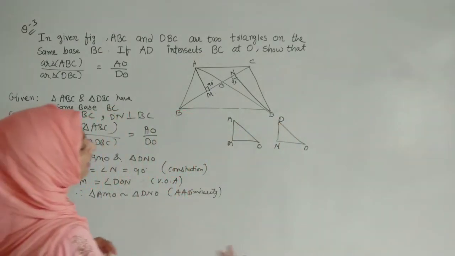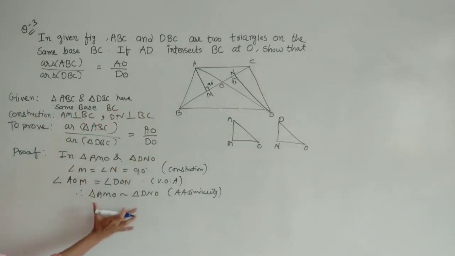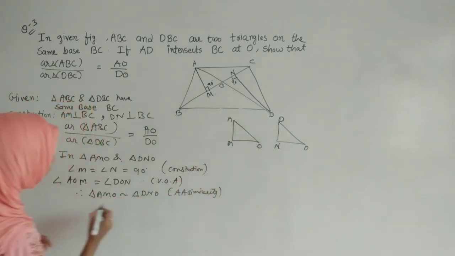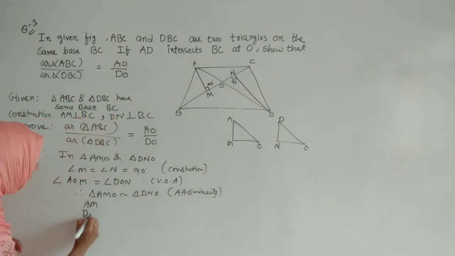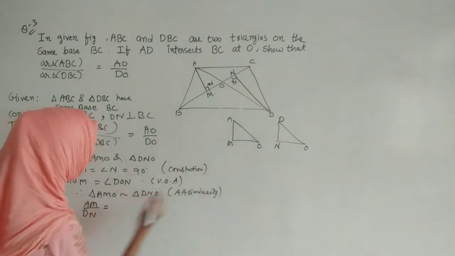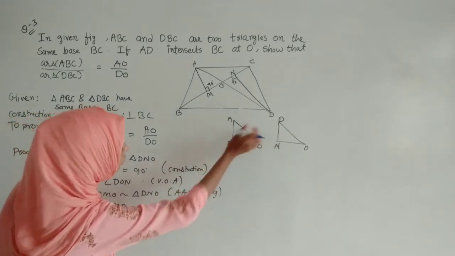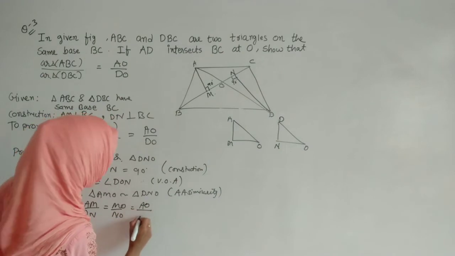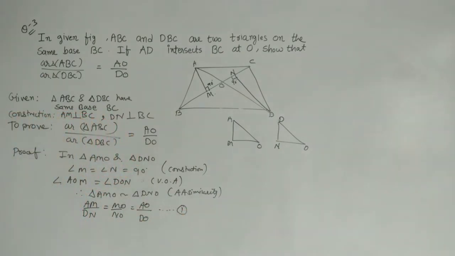Now we have to take ratios of their sides. In our old theorem we have seen that if two triangles are similar, then we can write the ratios as the same. Here we can write AM by DN, and that will be equal to MO by NO, and that will be equal to what? It will be equal to AO by DO. And we will write it as equation number 1. Wherever it is useful to us, we will use it.